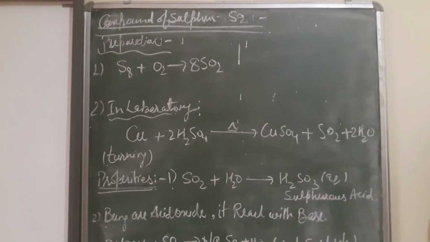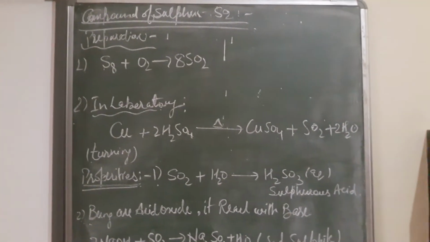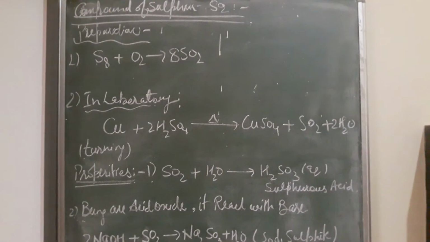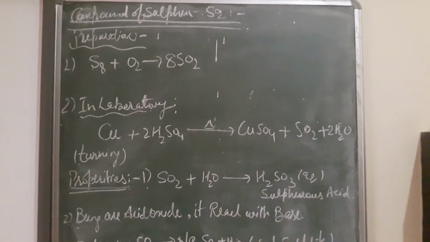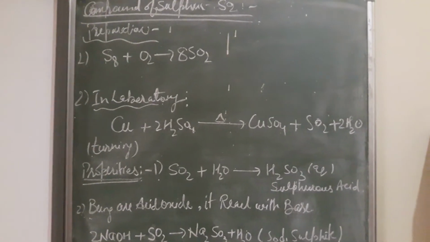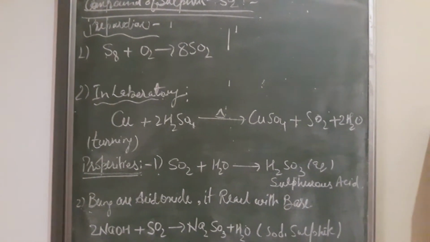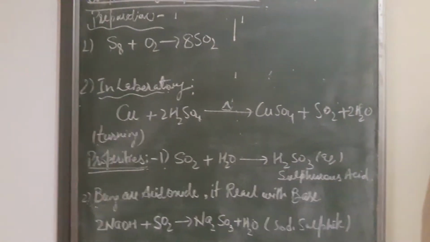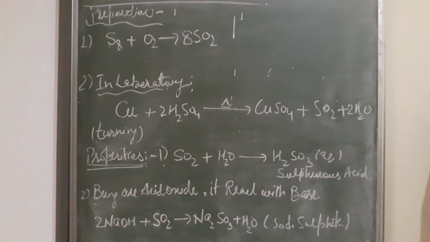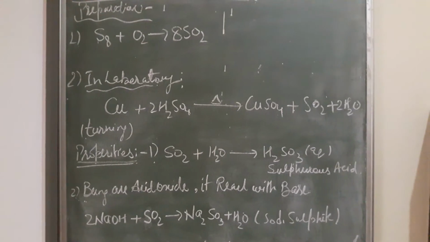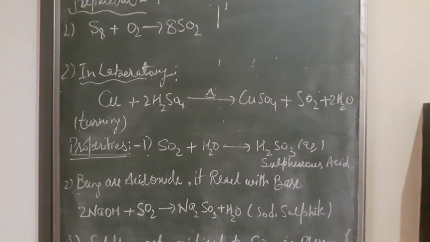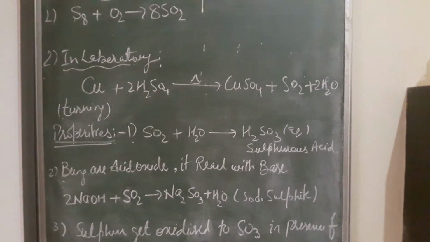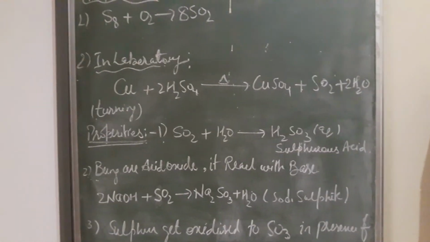The next topic is the compounds of sulfur. First is sulfur dioxide, and second is sulfur trioxide. First we discuss sulfur dioxide. You can easily prepare sulfur dioxide when sulfur is burned in the presence of oxygen. In the laboratory, you can prepare it when copper turnings react with concentrated sulfuric acid on strong heating, giving copper sulfate solution, sulfur dioxide and water.